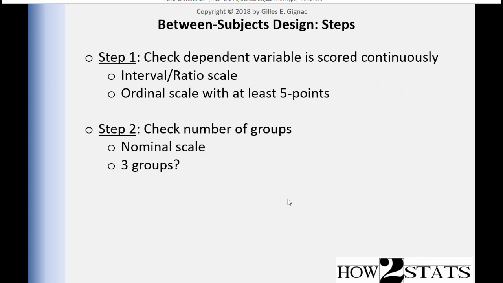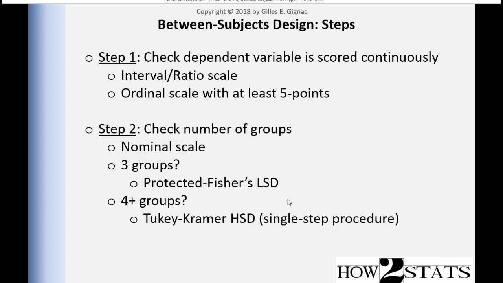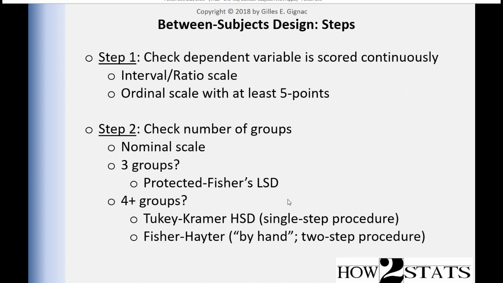The next issue I address is, are there three groups? If there are three groups, the protected Fisher's LSD is definitely an attractive alternative. But if there are four groups, it's not in the mix anymore. Now I'm thinking I probably will have to do a Tukey-Kramer HSD, but I do have to keep in mind that it's a single-step procedure, which means that I don't have to do a one-way between subjects ANOVA first. I can go straight to the Tukey-Kramer and do all the multiple comparisons. I'll be protected, and my family-wise error rate won't increase.